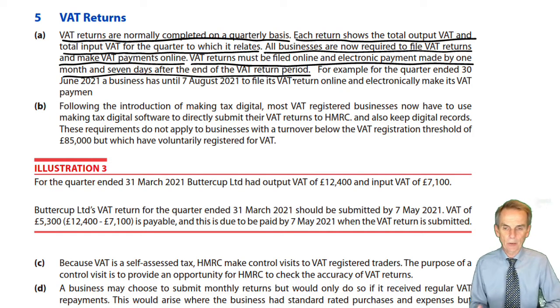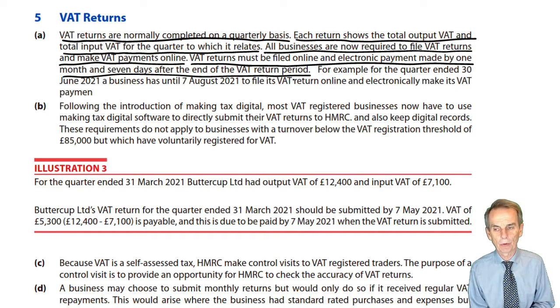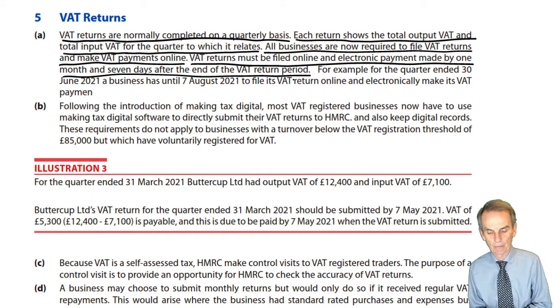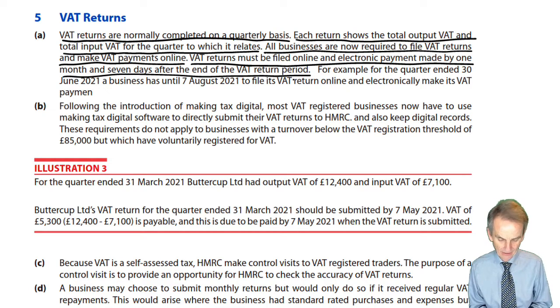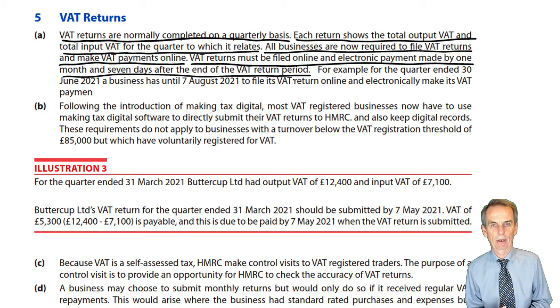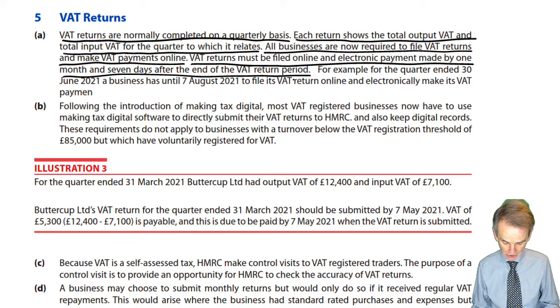As we saw in that previous example looking at output and input VAT, if you had a VAT return period to, say, the 31st of March in a year, then you'd have 1 month and 7 days. It would be the 7th of May by which the VAT return must be submitted and the VAT payment made. Again, it's the 7th day of the second month after the end of that return period. Learn it that way: 1 month and 7 days after the end of the VAT return period. And all of this has to be done online.